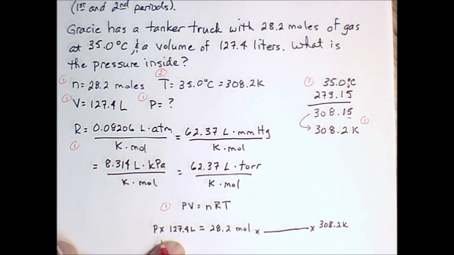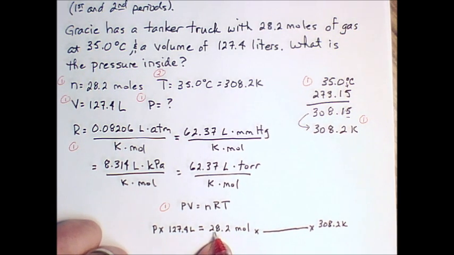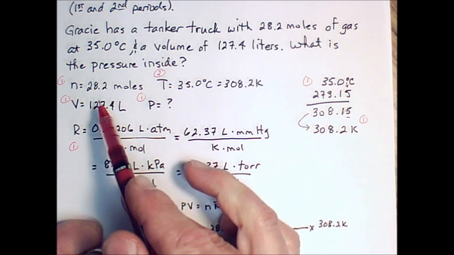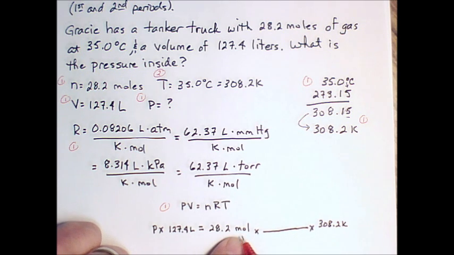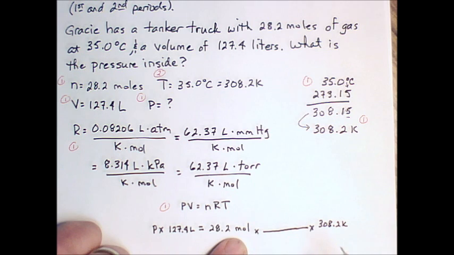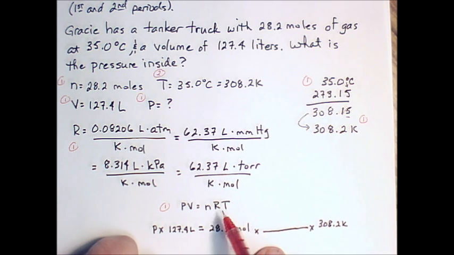So this is for everybody. P times 127.4 liters. And then on this side of the equal sign, 28.2 moles is what N is. So N is up here, 28.2 moles. You list it like this. MOL is a shorthand for moles. You can use MOL or MOLES. It's fine. And this is where we're going to plug R in.